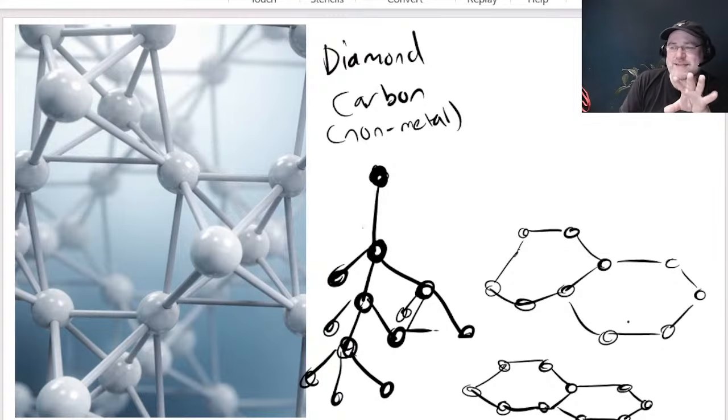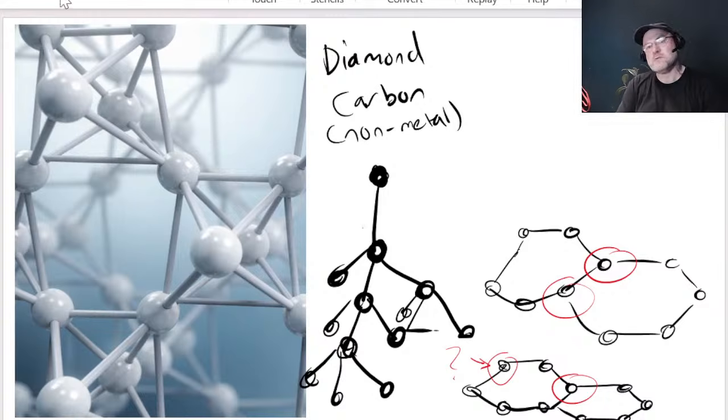Right, you've got these hexagonal layers. Each carbon is only bonded to 3 others in graphite. I know what some people are saying: but sir, look over here, that's only bonded to 2. What's going on there, right? That's because I have to end the diagram somewhere. This would go on and on and on. So it is bonded to 3 others. I just stopped the diagram.